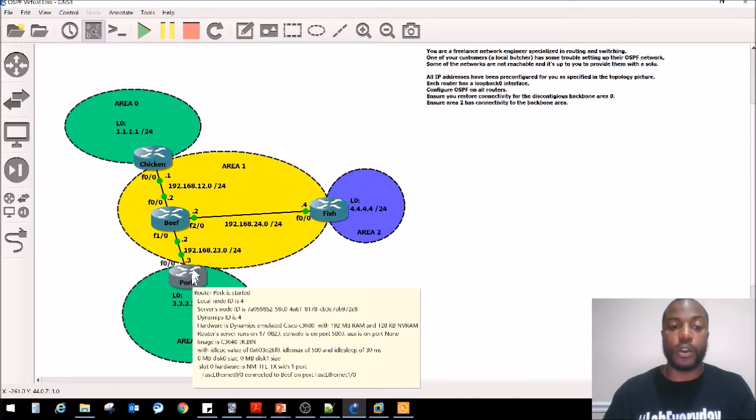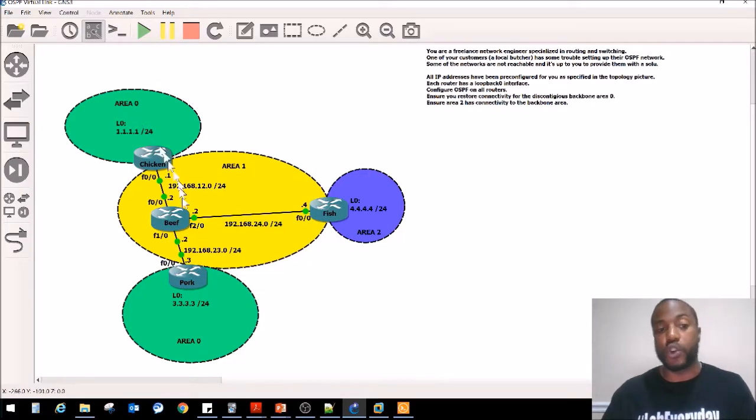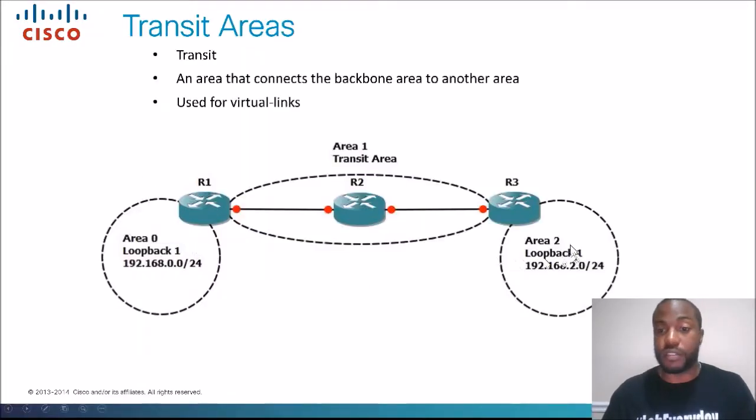So what we're going to do is create a virtual link through area 1 to make it over there. We could do it vice versa, but actually, you have to do both ways. So it's going to be similar to this. Remember, area 0 is going to transit through area 1 to make it to area 2. So similar to this slide.